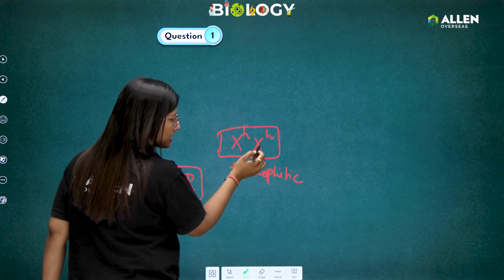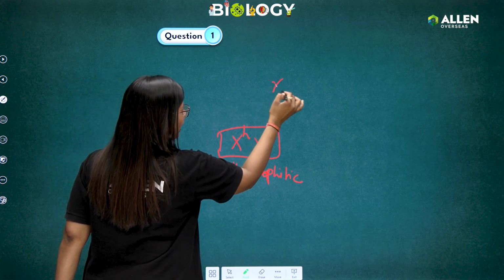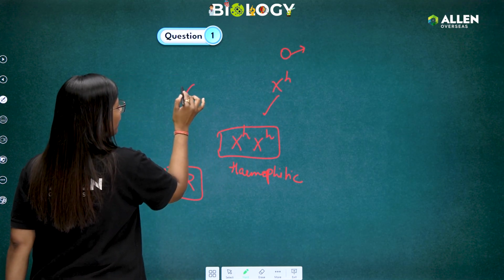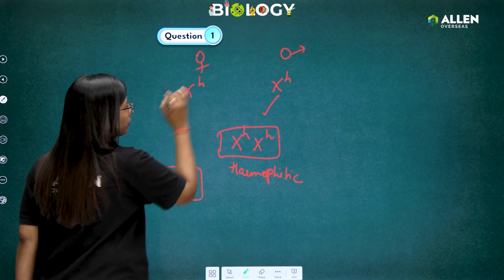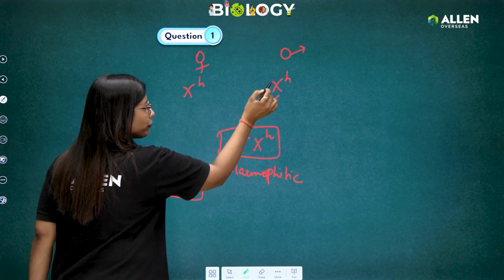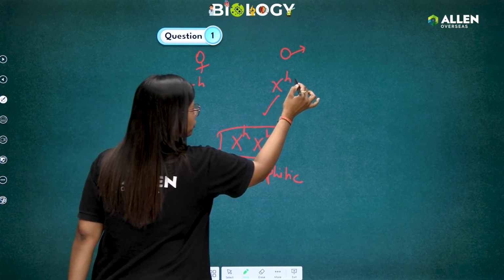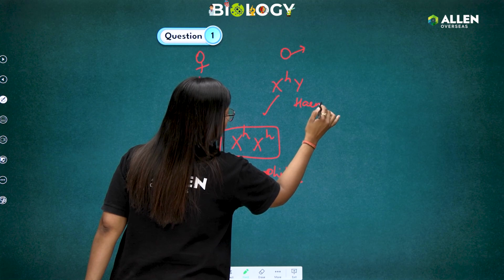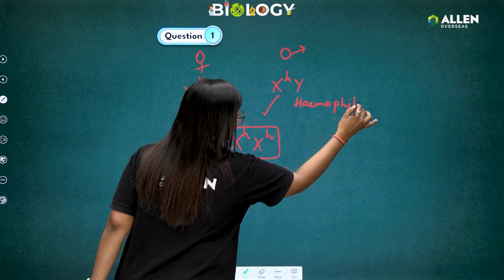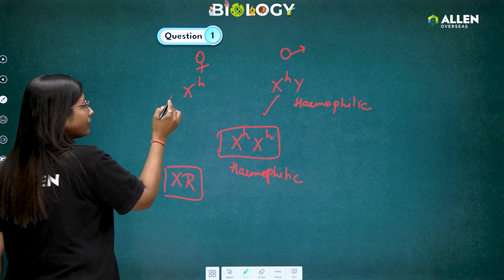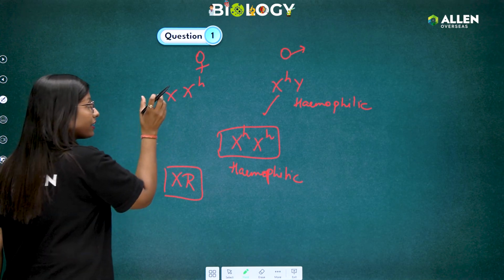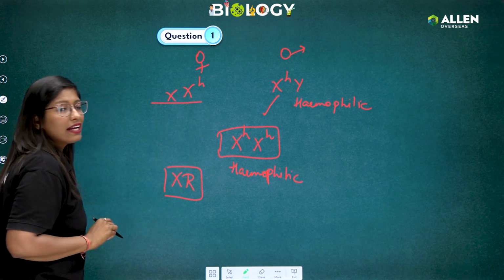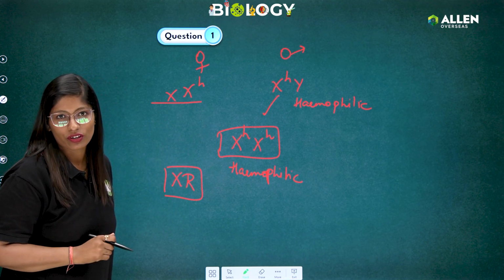Now, you know that when XHXH is the genotype, 1 X is going to come from the father, right? And 1 X will be from the mother, right? So it means if XH is coming from father, then the genotype of father is XHY. So father will be hemophilic. That is what is given, right? And the mother can be hemophilic, but if not, it has to be at least carrier, because the carrier female is heterozygous for this particular allele, right?